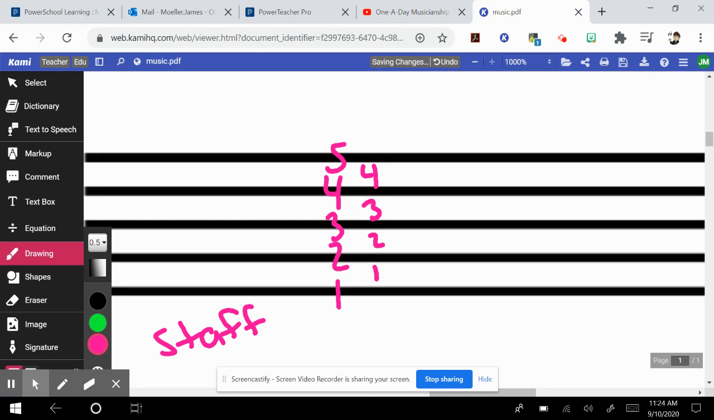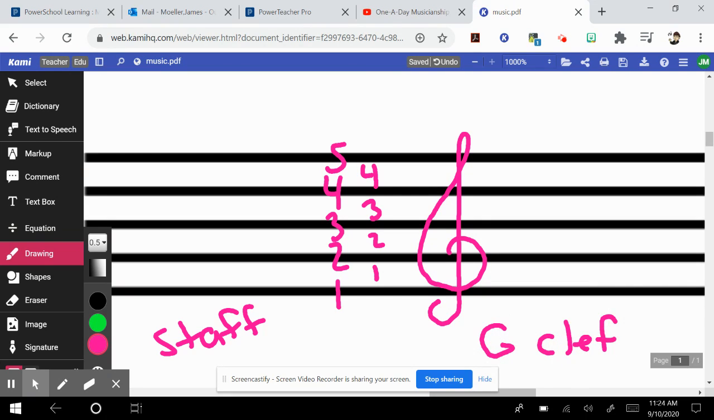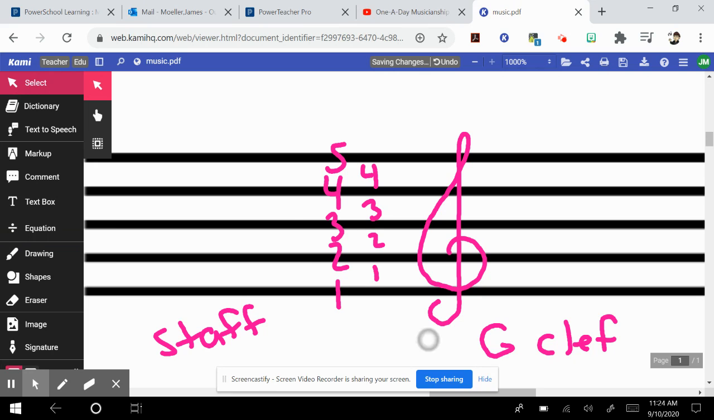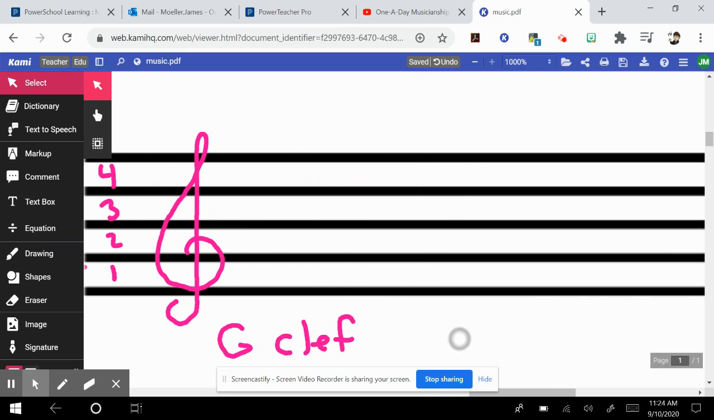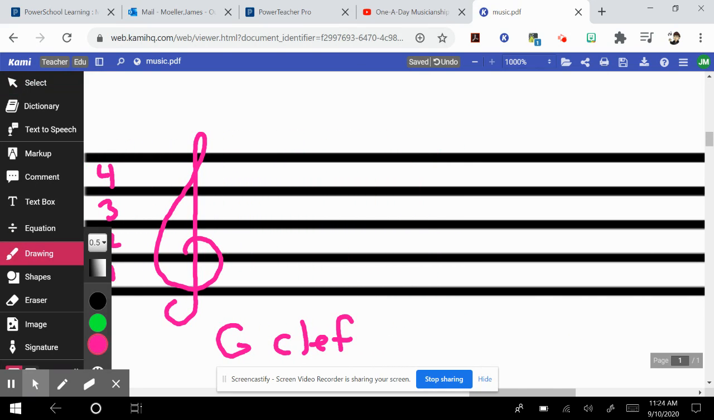And on that staff, we draw a symbol that we call the G clef. The G clef helps us to name the notes that are on the staff. We know that this right here shows us where G is.